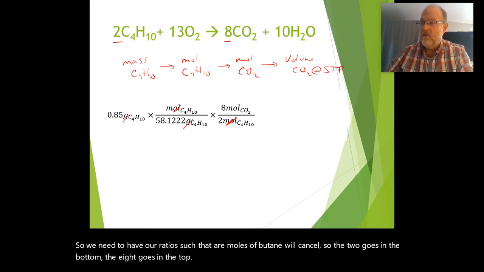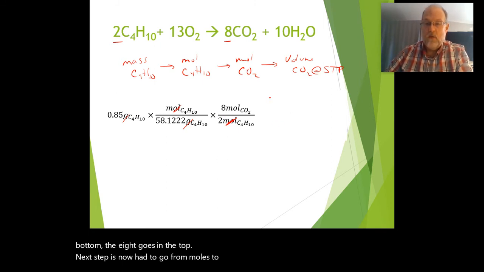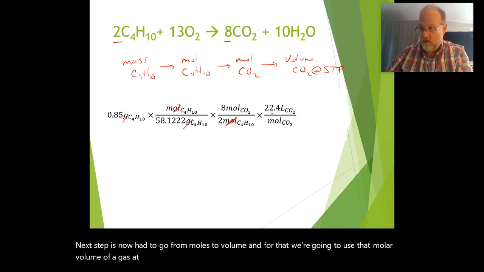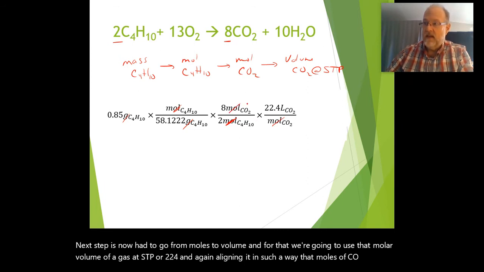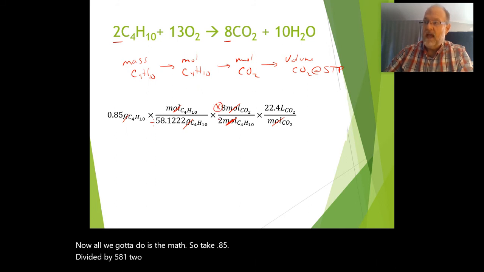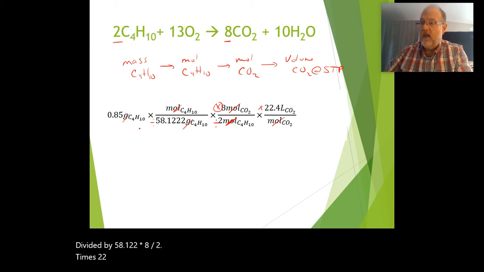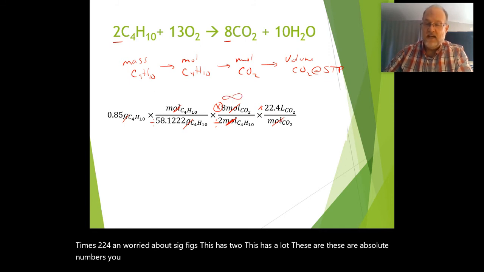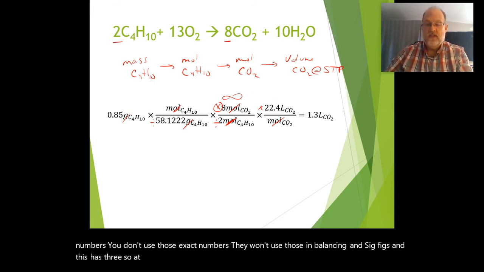Next, we have to go from moles to volume. For that, we're going to use the molar volume of a gas at STP, or 22.4, again aligning it in such a way that moles of CO2 cancel. Now all we've got to do is the math. Take 0.85 divided by 58.122 times 8 divided by 2 times 22.4. Worried about sig figs, this has 2, this has a lot. These are absolute numbers, so I won't use those in balancing and sig figs. And this has 3, so the least number is 2. So our final answer to 2 sig figs is 1.3 liters of CO2.